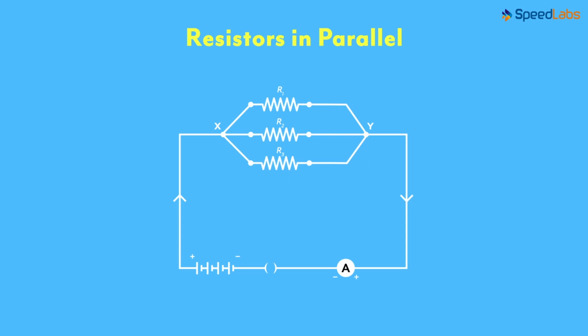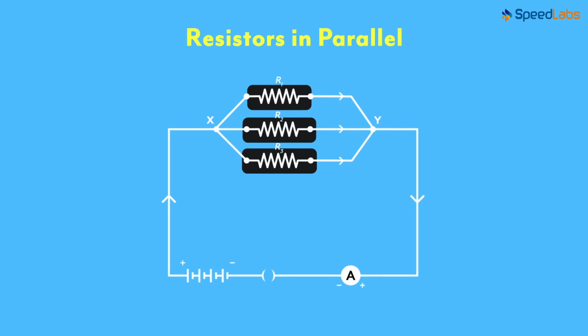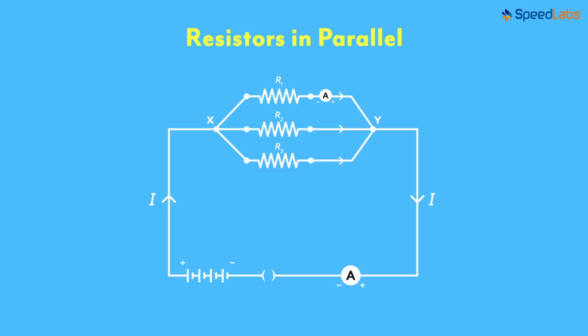What about the current across each resistor? Let's say the current flowing in the circuit is I. Then what will be the current flowing in the R1 branch? Let's connect the ammeter in that branch to find out. We take out the plug from the key and connect the ammeter in series with the resistor R1 as shown. Let the ammeter reading be I1 amperes.